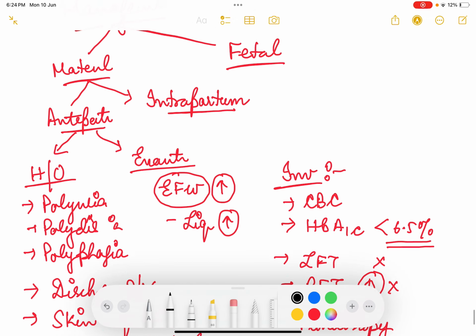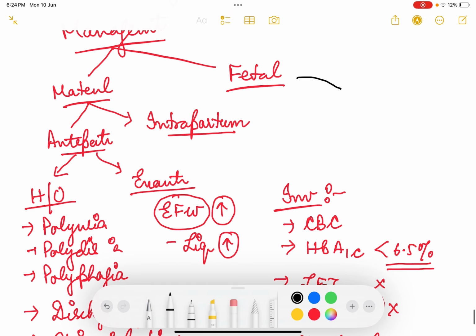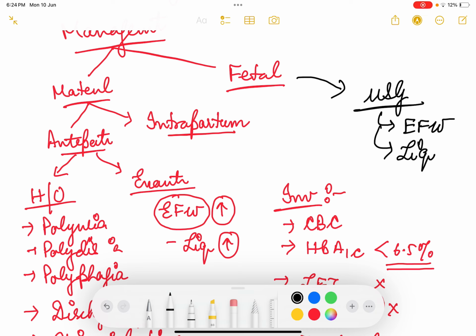Fetal monitoring is also done. For fetal monitoring, you get an ultrasound done, whereby you estimate the fetal weight. बच्चे को मैक्रोजोमिया हो रहा है कि नहीं, बच्चा weight more than 4 kg है कि नहीं. If weight is more than 4 kg, we have to go for elective cesarean section. Always, and also try to look at the liquor.